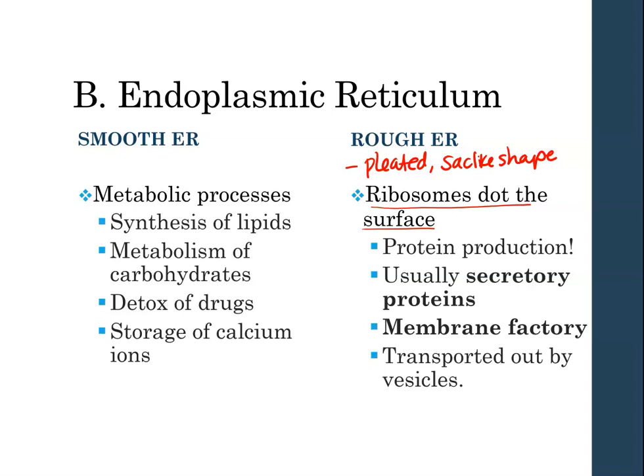Products that are made from the rough ER, like our proteins, are then transferred or transported by vesicles. You can also have vesicles transport proteins out of the smooth ER. Those vesicles are going to go to the next structure in our system, which is called the Golgi apparatus.